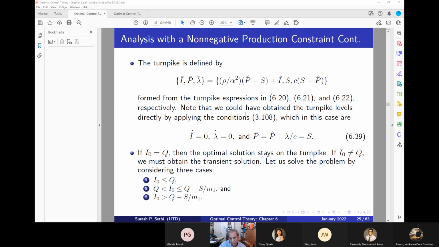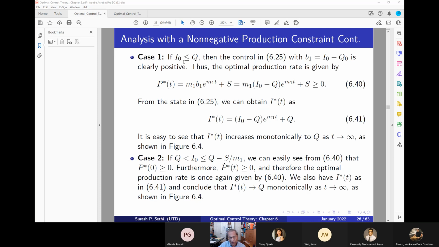Sometimes you first solve the problem, find out various cases, and then you begin with these cases as they are. So let's take I0 less than Q, and then B1 is I0 minus Q0. P star is given, I star is given, and so we are done.